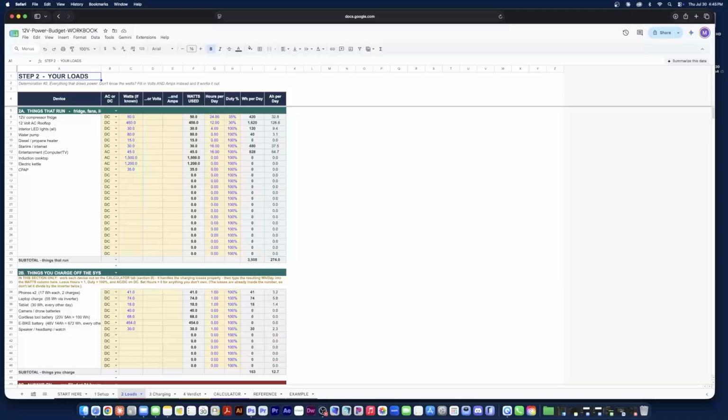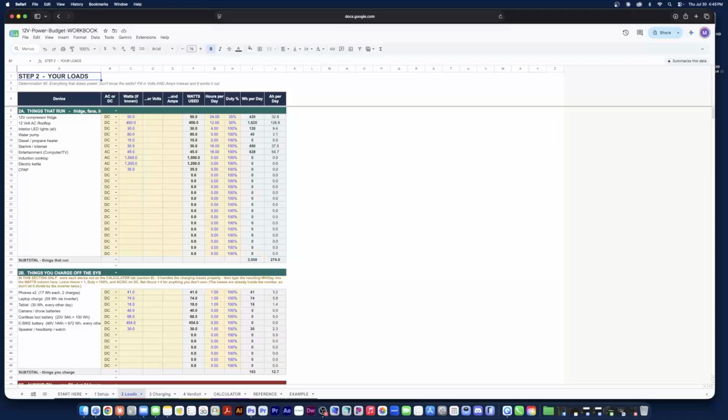The same way with my tablet, I'll charge it once a day, but my 12-volt AC may run 24 hours a day. So I want to account for that. And that's what it is out here. As you see, my 12-volt fridge is at watts if known, and when it's running, it's 50 watts when the compressor is running. That I know. Actually, it's a little less than that, but I put 50. Watts when used is 50.